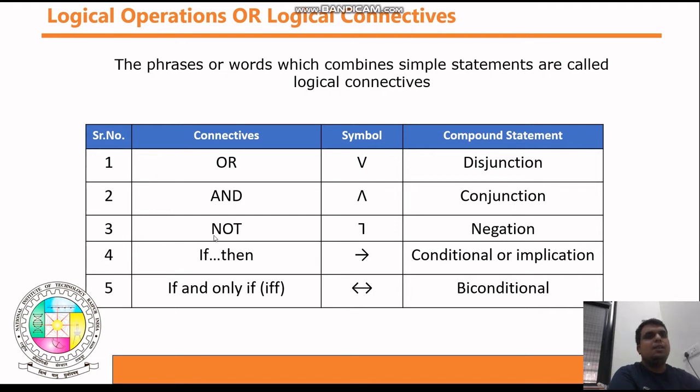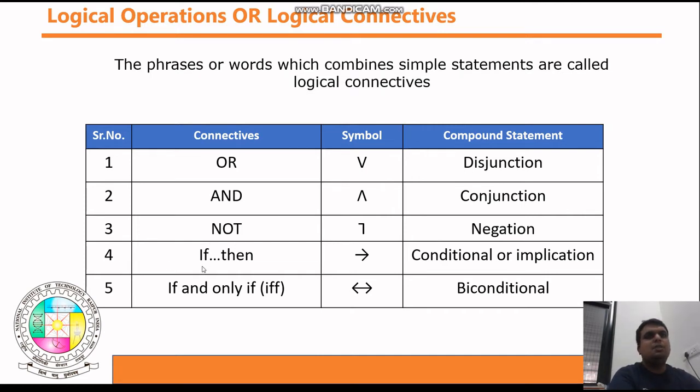The next connective is not. If you want to take a negation of any statement, in that case you use the not connective. The symbol of not is like this, or you can use a tilde sign also. The compound statement is called a negation. So if you want to take a negation, then you can use not.